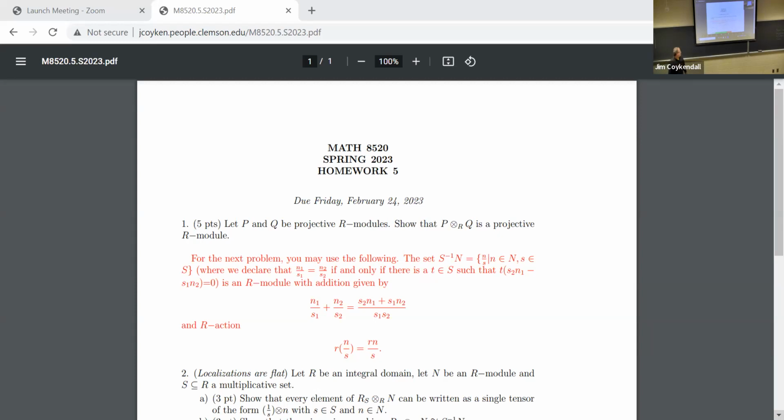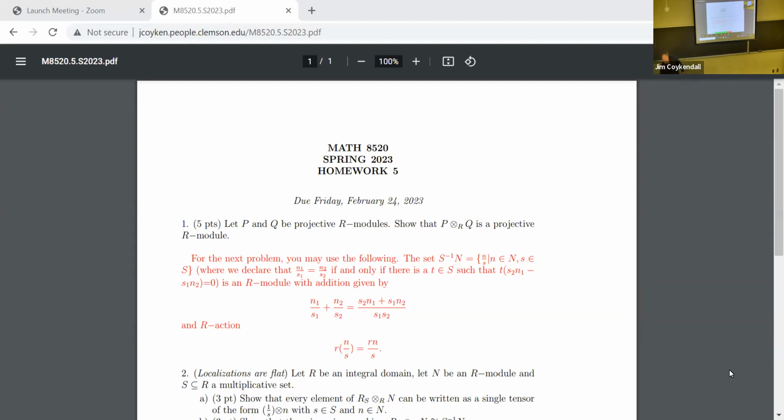Okay, so let me say a couple things about the next homework. The first one, I think, is kind of a cool little problem. Let P and Q be projective R modules. Show that if you tensor P and Q, it's again a projective R module. And I might give you what's my favorite characterization of what it means to be projective.